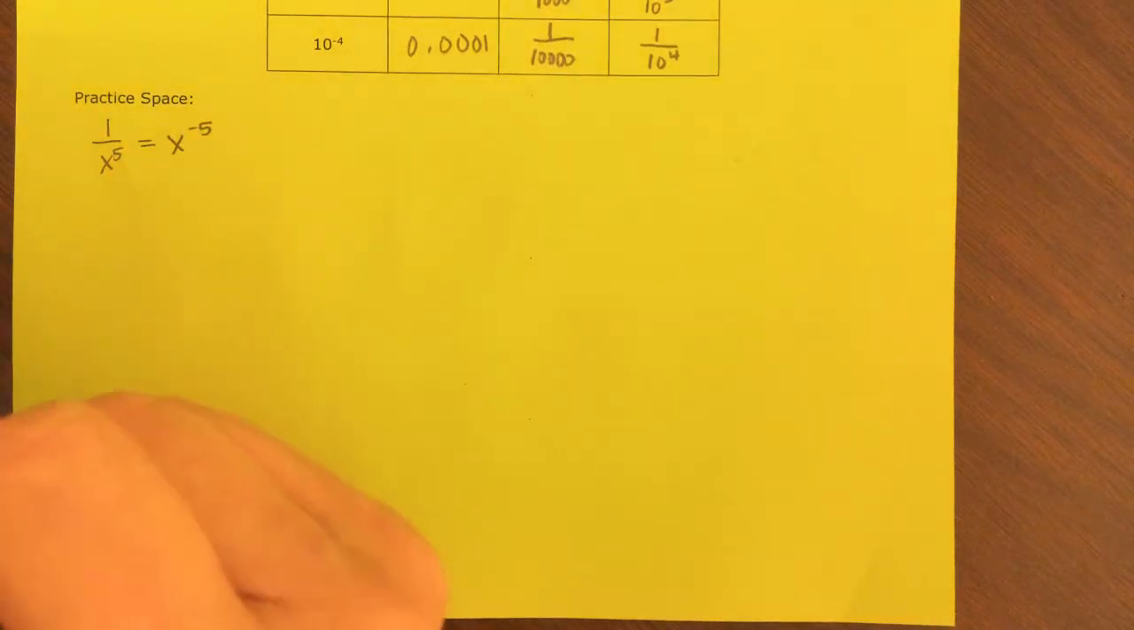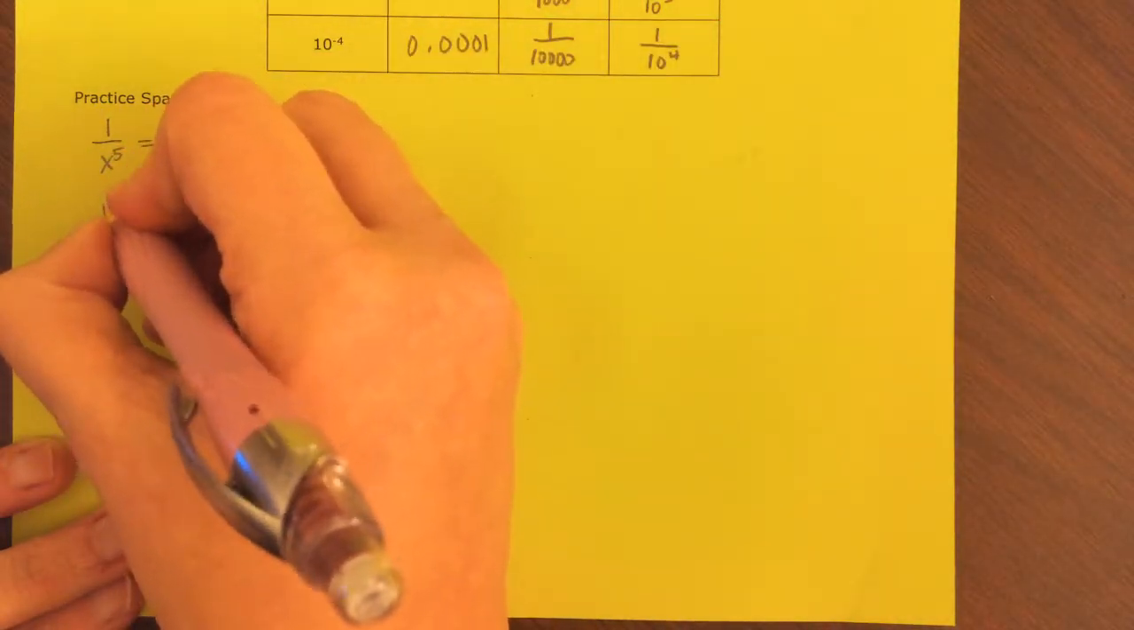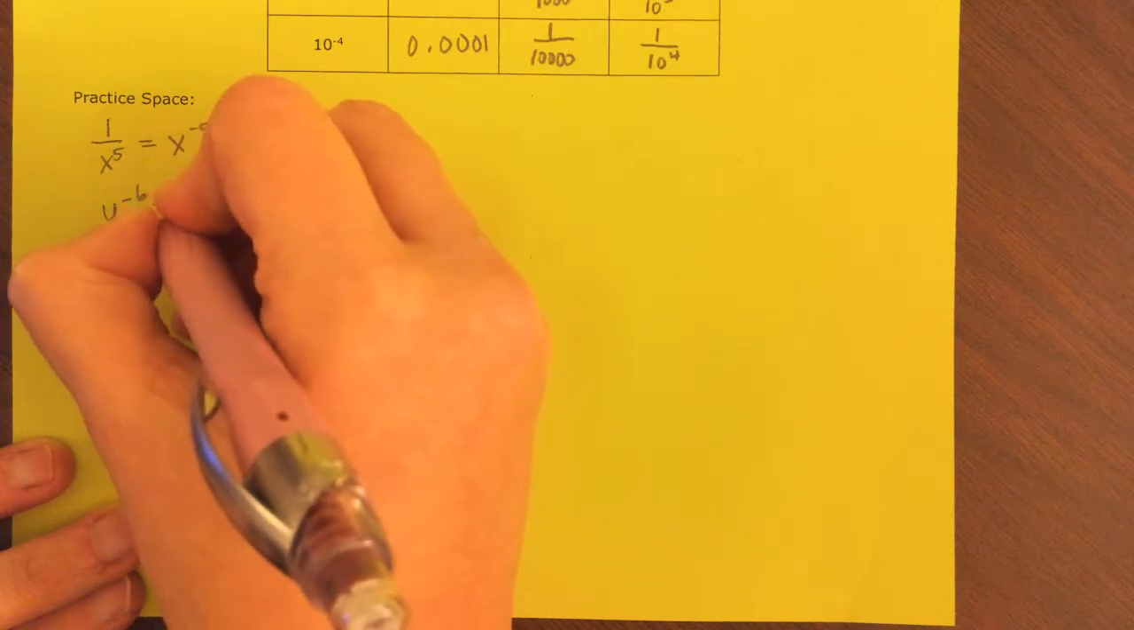Okay? Let's take it in the other direction first. Let's say I had y to the negative 6th power.